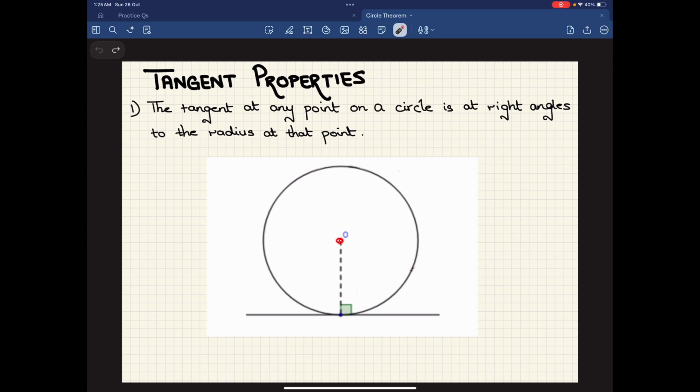So the tangent and the radius. What is the radius? A line that originates from the center of the circle to the circumference. The tangent and the radius make a 90-degree angle. In very simple terms, any radius and tangent will make a 90-degree angle at the point of contact. For example, if this is the tangent and this is the radius, they will make a 90-degree angle.